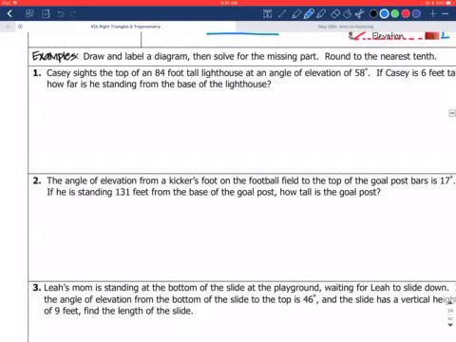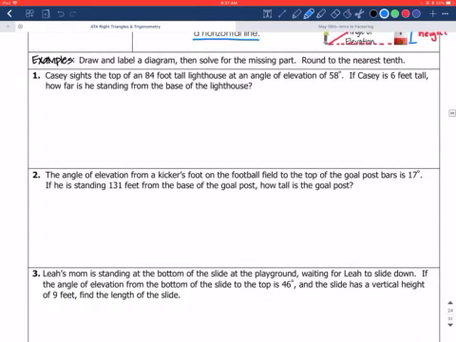Let's get started. So Casey sights the top of an 84-foot tall lighthouse at an angle of elevation of 58 degrees. And they did give us Casey's height. Casey is 6 feet tall. Okay, so here is Casey, not drawn to scale, obviously, and I'm just going to say that this is the lighthouse. So we have a horizontal line from Casey's eyes. So we know that this distance right here is 6 feet. Now our angle of elevation is not going from his feet. Now it is going from here, and that will be 58 degrees.